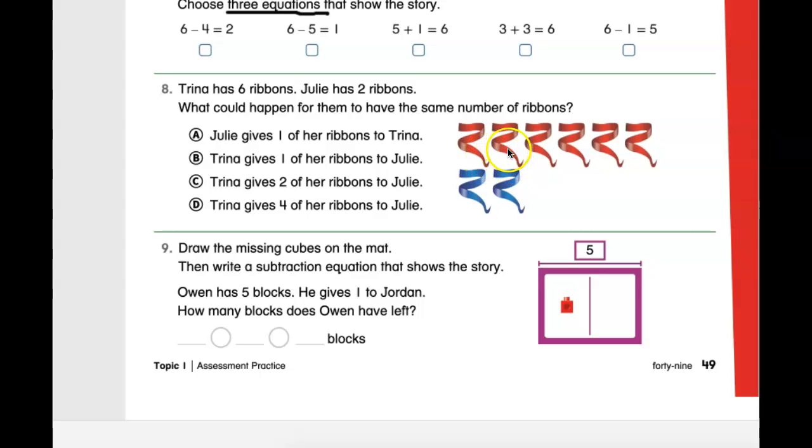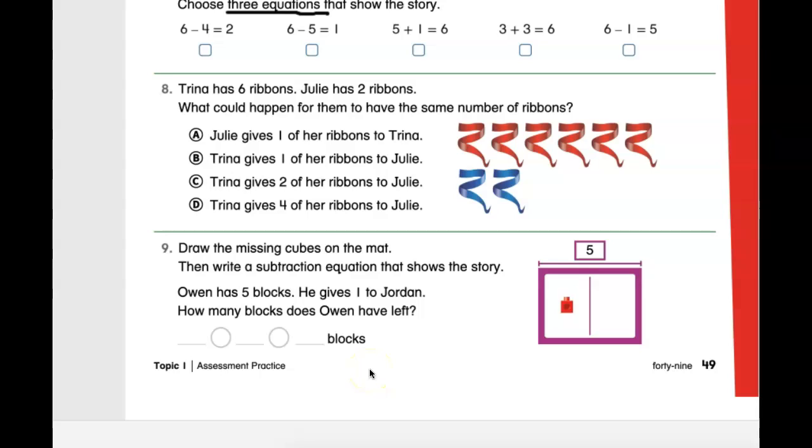So would Trina need to give some of her ribbons to Julie? Or could Julie give some of her ribbons to Trina to make it the same? Then you are going to circle in the answer choice that you decide.